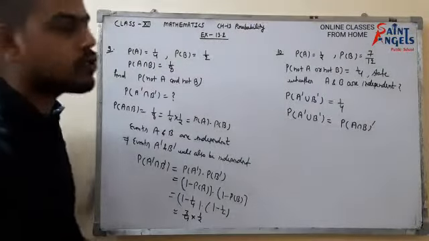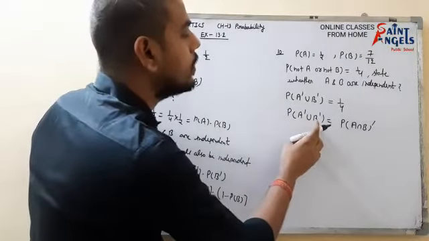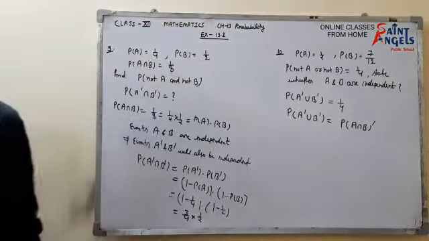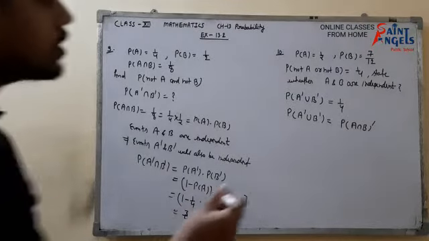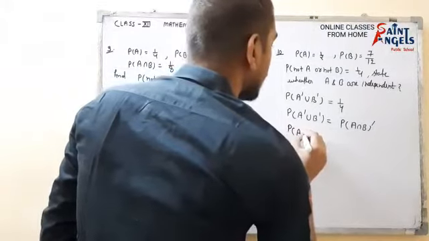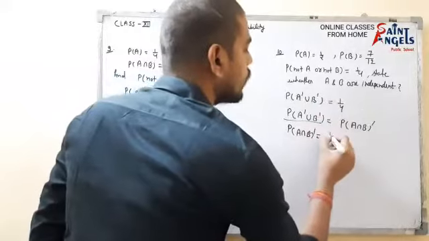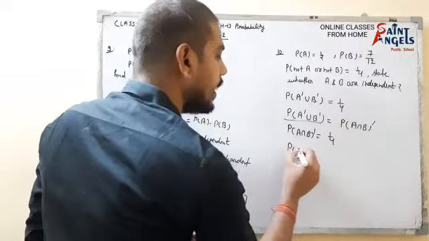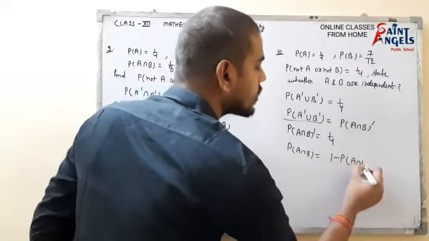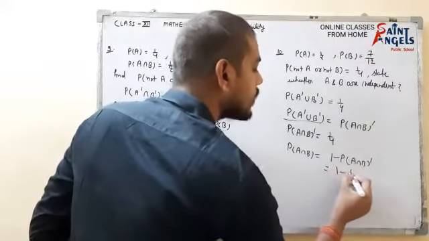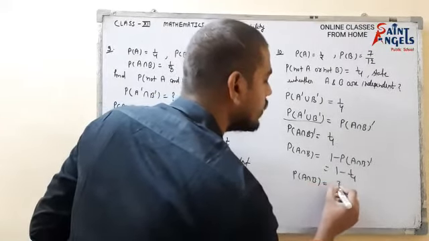So there are two ways to solve this question. First of all, use this information: P(A naught union B naught) equals P((A intersection B) naught). So this will be equal to what? P((A intersection B) naught) equals this, and this we have been given already, that is 1 by 4. So P(A intersection B) would be equal to 1 minus P((A intersection B) naught). So that would be 1 minus 1 by 4. So we have got that P(A intersection B) is equal to 3 by 4.